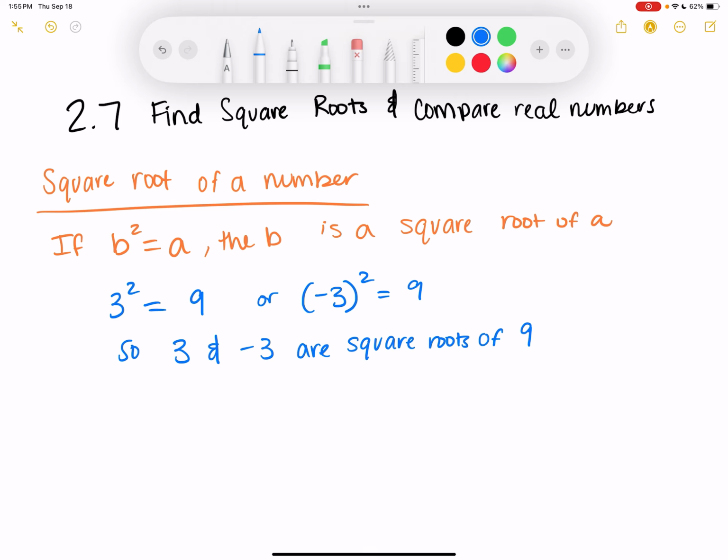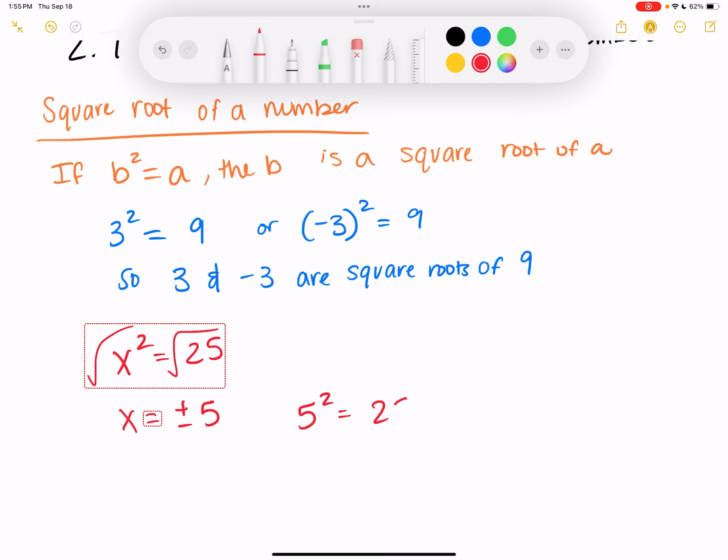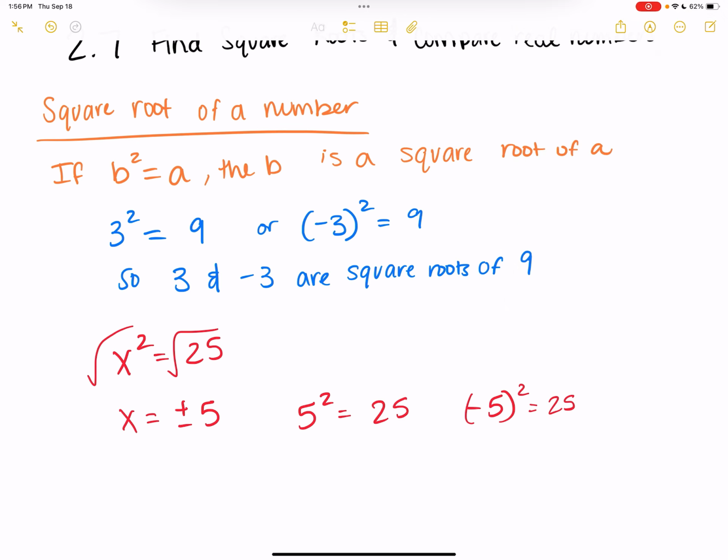So would it be a negative? This is getting a little bit ahead, but if I told you that x squared is equal to 25, to undo this, I would take the square root of both sides. x is equal to positive or negative 5. Because 5 squared is equal to 25, or negative 5 squared is equal to 25, because a negative number times a negative number is a positive. Yes.